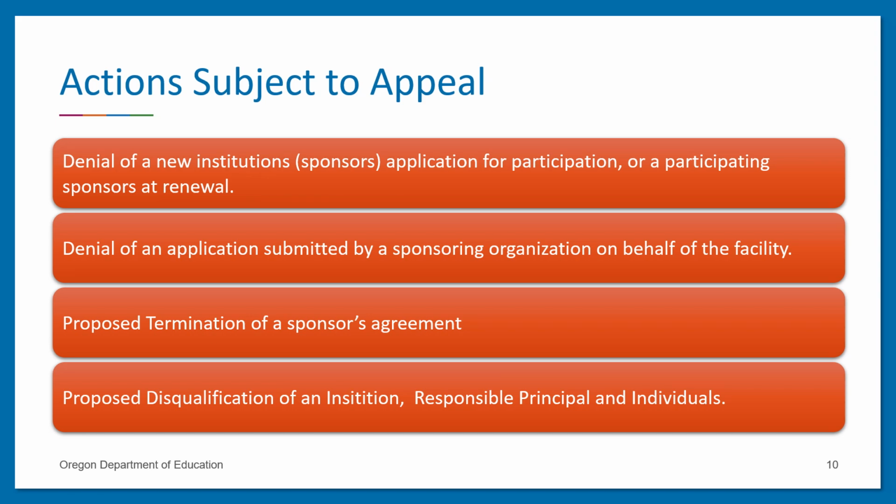Notice of proposed disqualification of an institution, responsible principal, and individual. In addition to notifying an institution of its proposed termination and disqualification, the state agency must notify the institution's executive director, chairman of the board of directors for nonprofits and school districts, as well as owners for for-profit organizations and any other responsible principals and individuals that the state agency proposes to disqualify them from future participation in the program.